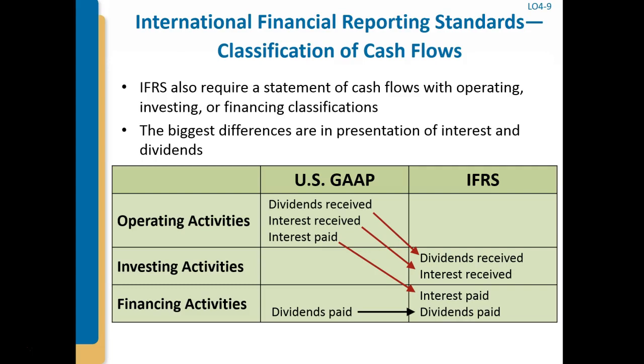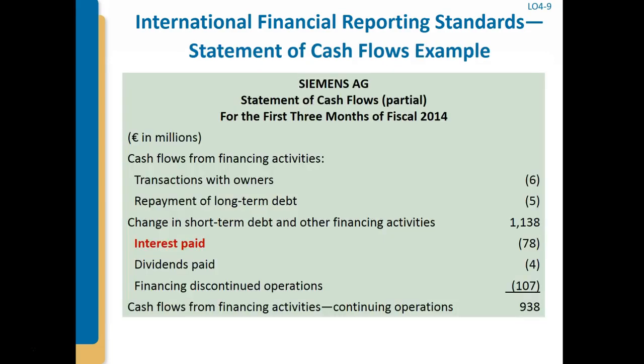Well, in IFRS, companies can report interest and dividends paid as either operating or financing cash flows, and interest and dividends received as either operating or investing cash flows. Interest and dividend payments usually are reported as financing activities. Interest and dividends received normally are classified as investing activities.